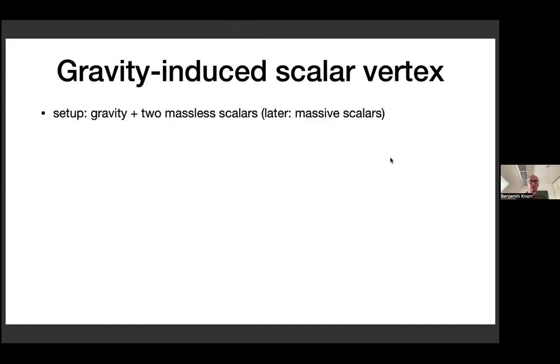Good. So for now, I want to just investigate gravity in the form of Einstein-Hilbert plus 2 massless scalars. And later we'll also discuss massive scalars for a brief moment. But for the moment, I just want to be as simple as possible. So it's massless scalars and gravity. And I want to compute the leading order quantum gravity contribution to the 4-scalar vertex.